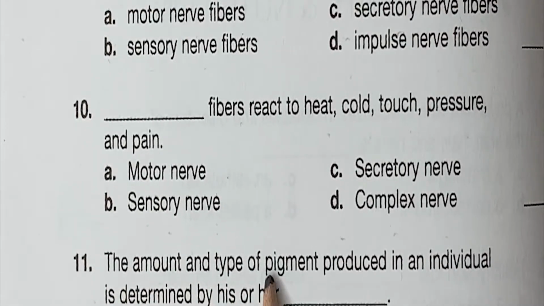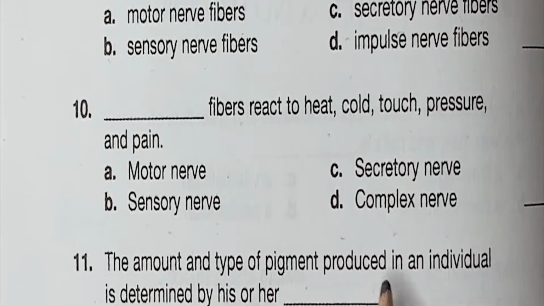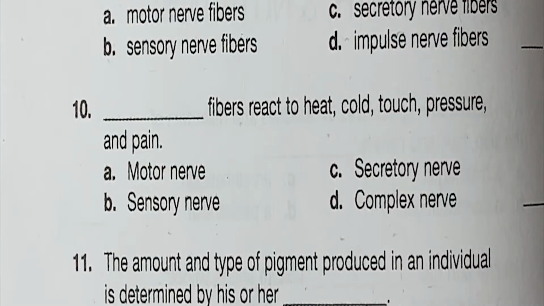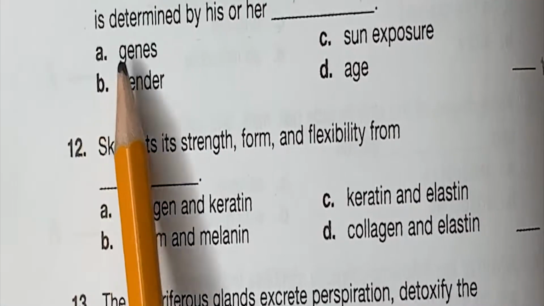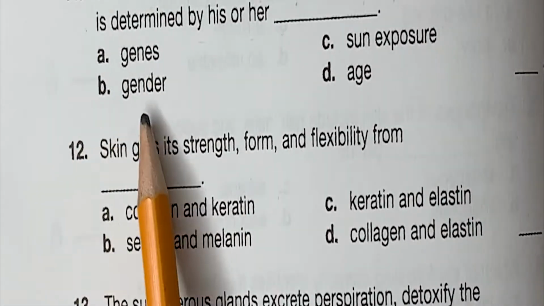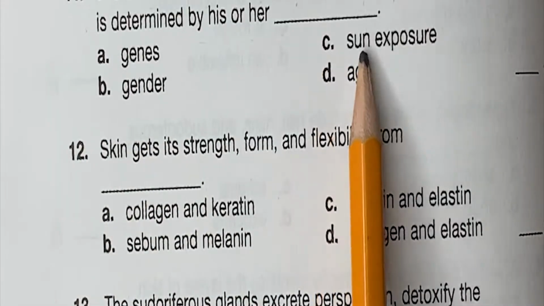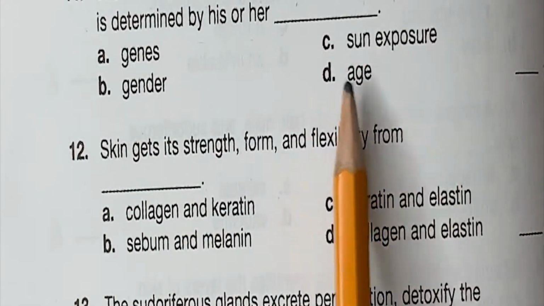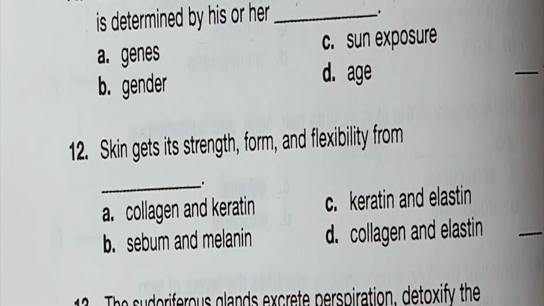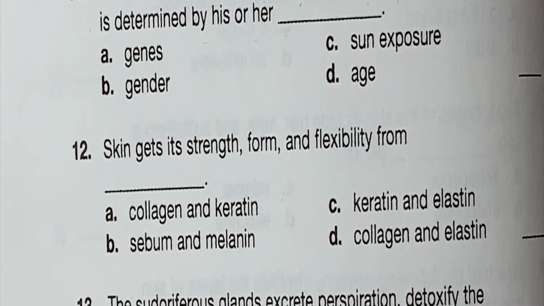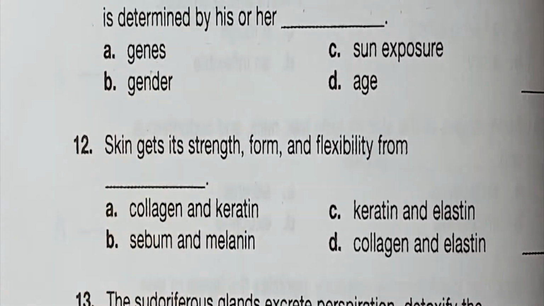11. The amount and type of pigment produced in an individual is determined by his or her blank. A, genes, B, gender, C, sun exposure, or D, age? And your correct answer is A, genes.